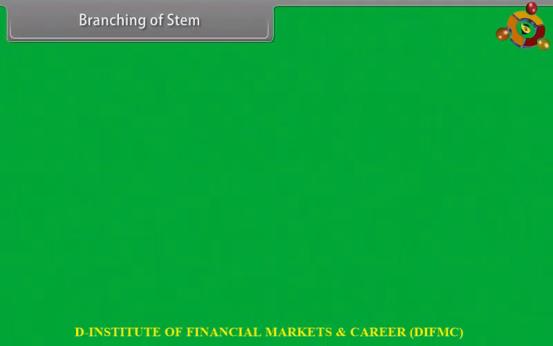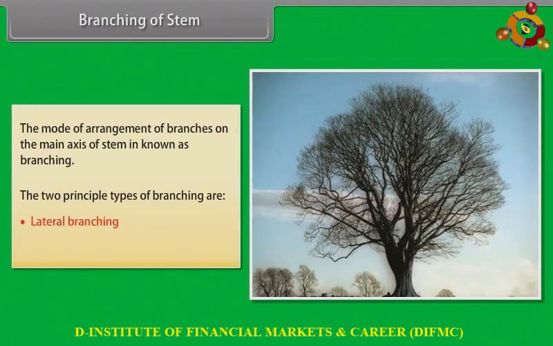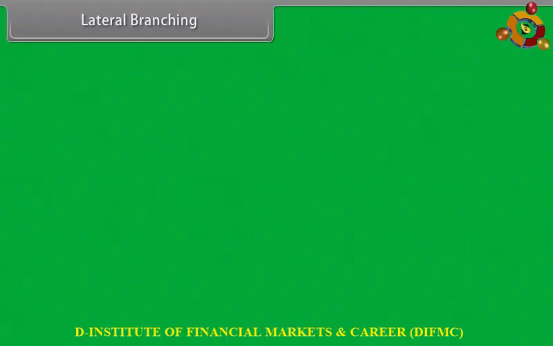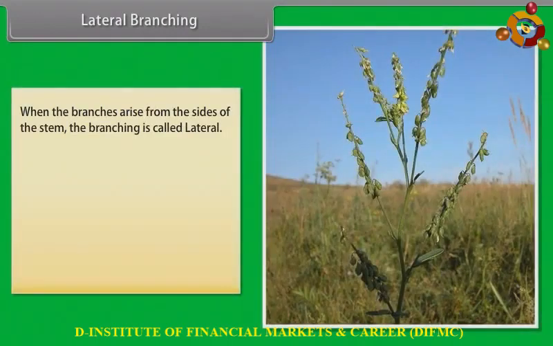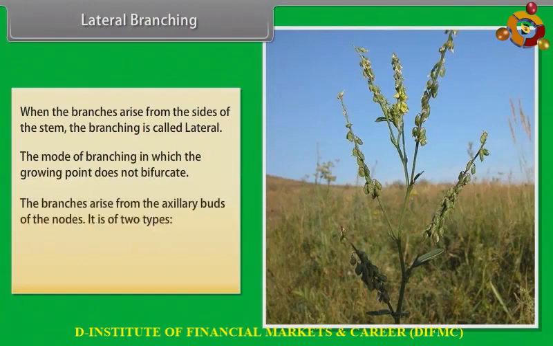Branching of stem. The mode of arrangement of branches on the main axis of stem is known as branching. The two principal types of branching are lateral branching and dichotomous branching. Lateral branching. When the branches arise from the sides of the stem, the branching is called lateral. The mode of branching in which the growing point does not bifurcate. The branches arise from the axillary buds of the nodes.